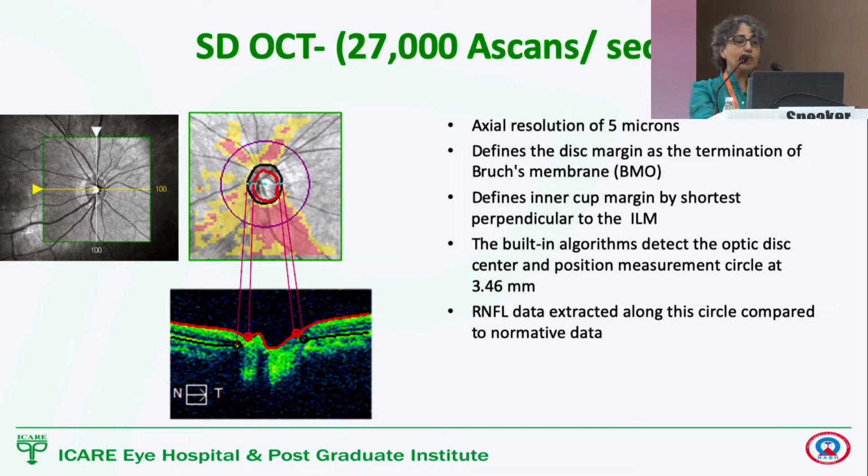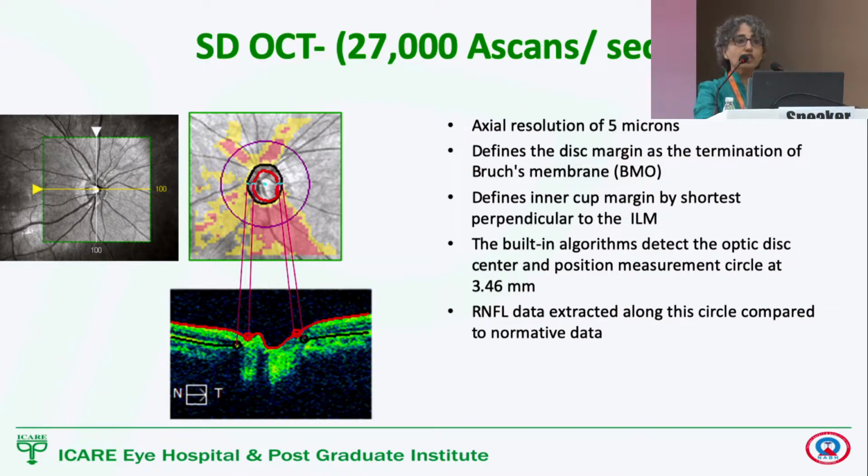And at least in this machine, it's looking at the Bruch's membrane opening as the scleral ring of the optic nerve head. And from there, it takes the center of this optic nerve head and throws a circle of 3.4 millimeter diameter around that disc. And that's where the retinal nerve fiber layer is measured.